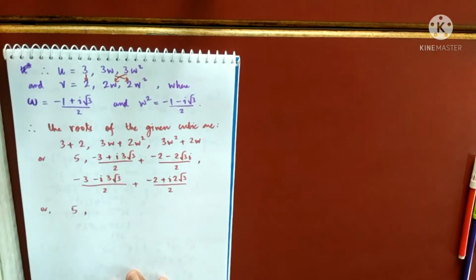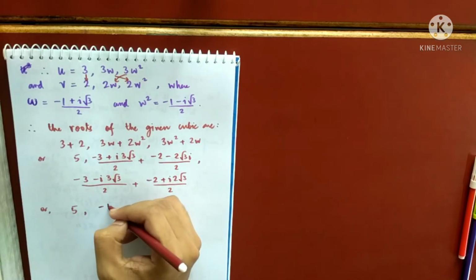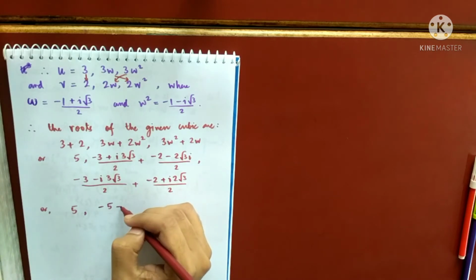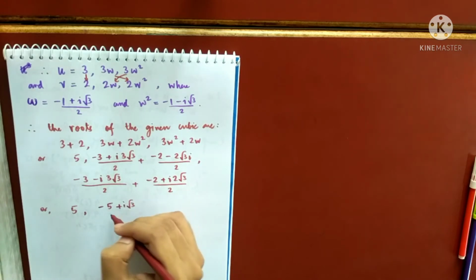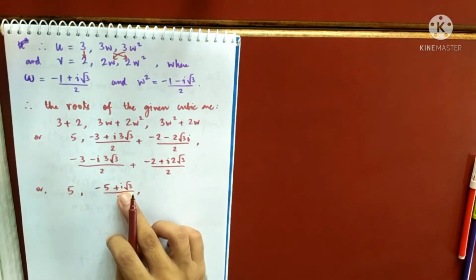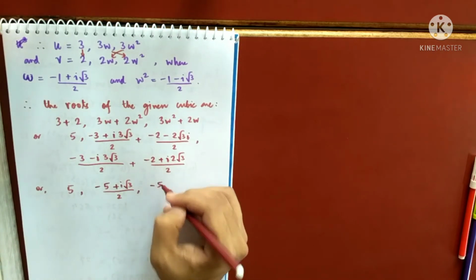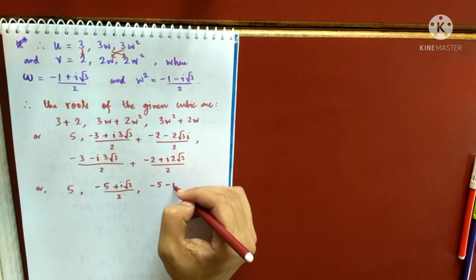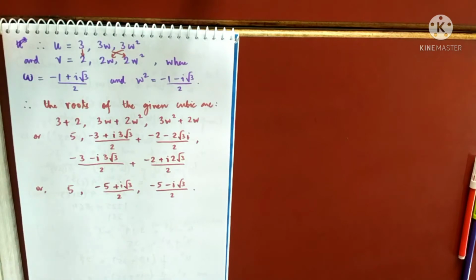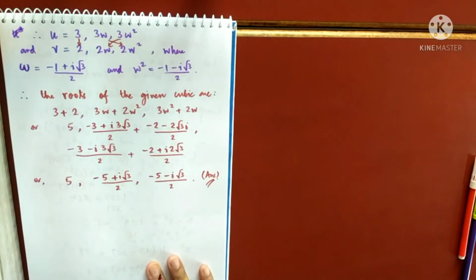5. If I simplify this, the LCM is 2. So minus 3 minus 2 is coming as minus 5, and 3 root 3 minus 2 root 3 is just root 3, so plus i root 3 by 2. Another one will be the conjugate of this, because complex roots always occur in conjugate pairs. So this must be, you may check also, minus 5 minus i root 3 by 2. So these are the solutions to the given cubic: one real solution and two complex solutions.